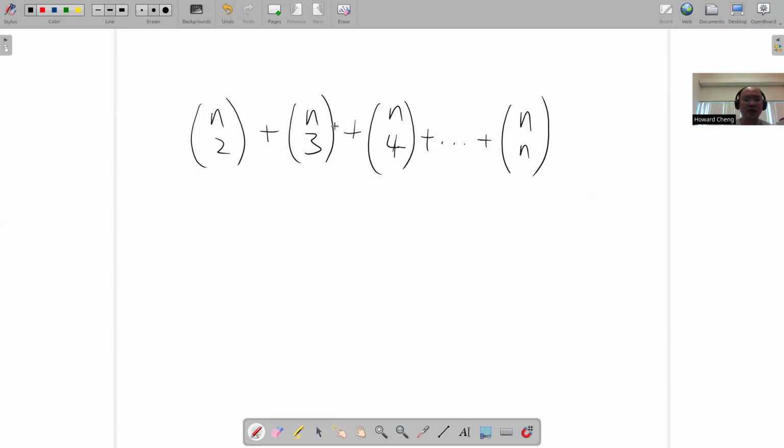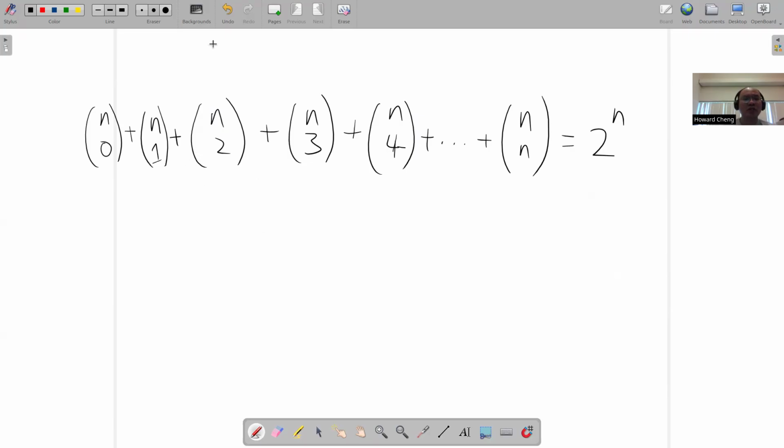But equivalently, you can also say the number of possible subsets of n things is 2 to the n. Okay, so you should know this. The number of ways you can choose a subset out of n objects is 2 to the n, because for each element, either you include it or you don't.